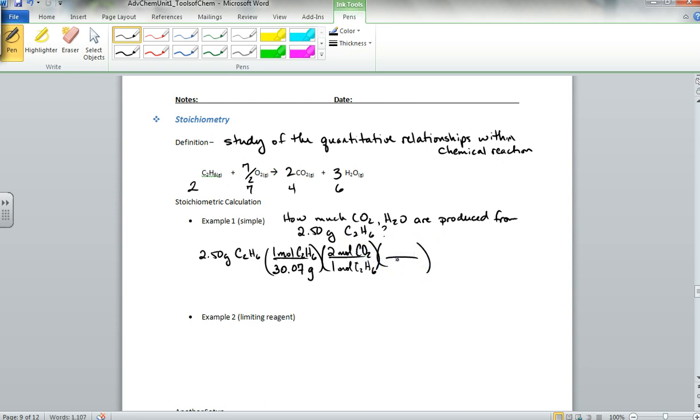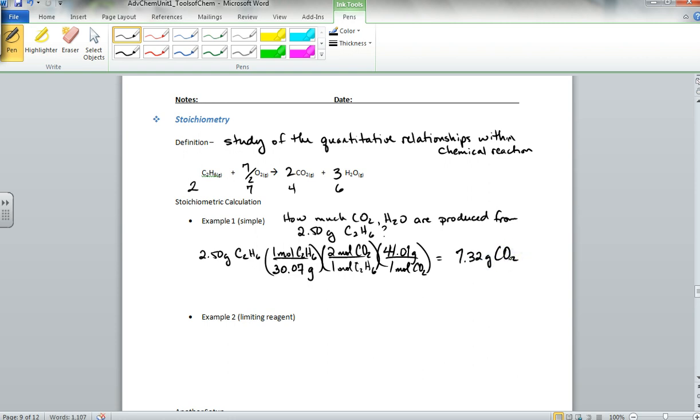The last step is to convert it back into grams, and so often we're worried about how much, so we're talking about how many grams of CO2 is being produced. So the molar mass of carbon dioxide, 1 carbon and 2 oxygens added up, is 44.01 per 1 mole. And so when we plug all these numbers into our calculator, we end up with 7.32 grams of CO2 produced.